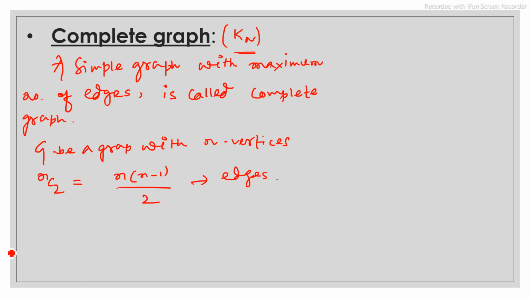And also, see, what are the examples of complete graph? This is K2. Two vertices here, and this is complete. No other edges can be added. If we join any other edge between these two vertices, then this graph is not simple, because if we draw from here to here, then this is a parallel edge. So this graph is not simple. And what is the definition of complete graph? A simple graph. So the maximum number of possible edges here is only one.